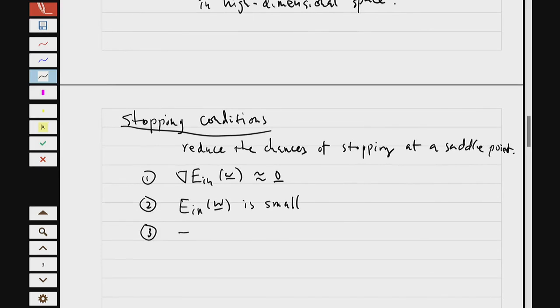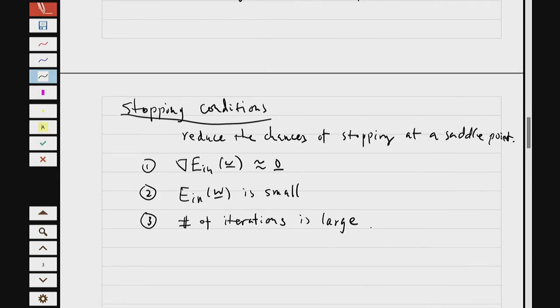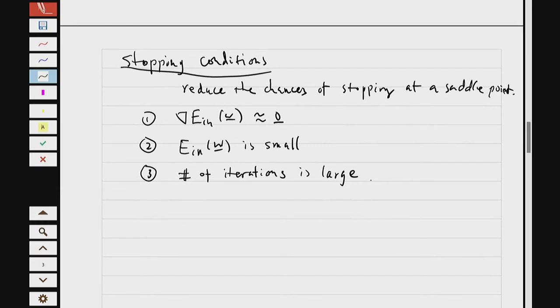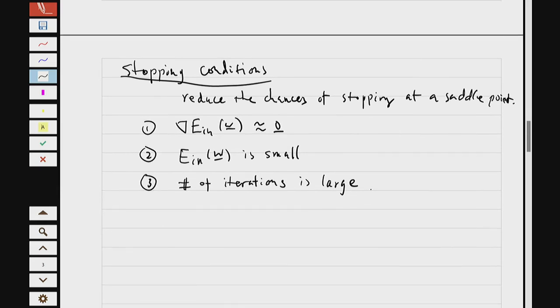Another thing is, of course, your number of iterations. When it's very large, then you stop. You just say, okay, probably that's enough for my optimization. So these are the simple things that we do all the time anyways. When you code your program, you should always code these things in somehow. But the more effective method is to improve SGD or improve gradient descent with what's called the momentum.